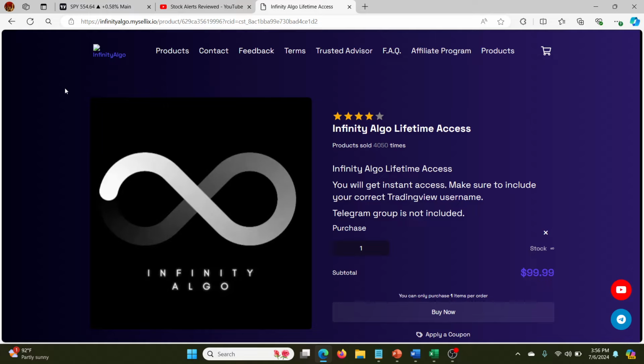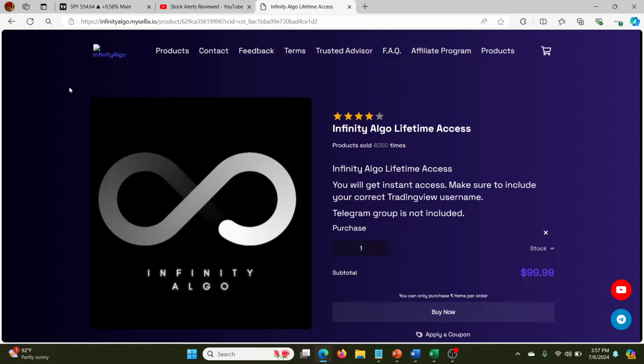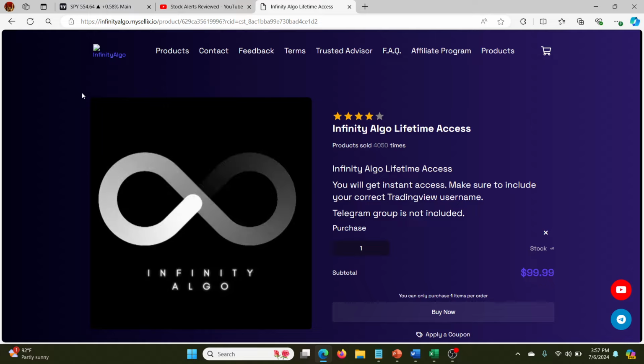In fact, I'd make the argument that this is better than Algo Pro. I'm definitely looking at it. The only difference is when you start to get more trades, they don't work as well. Like the number of fake outs do increase dramatically.